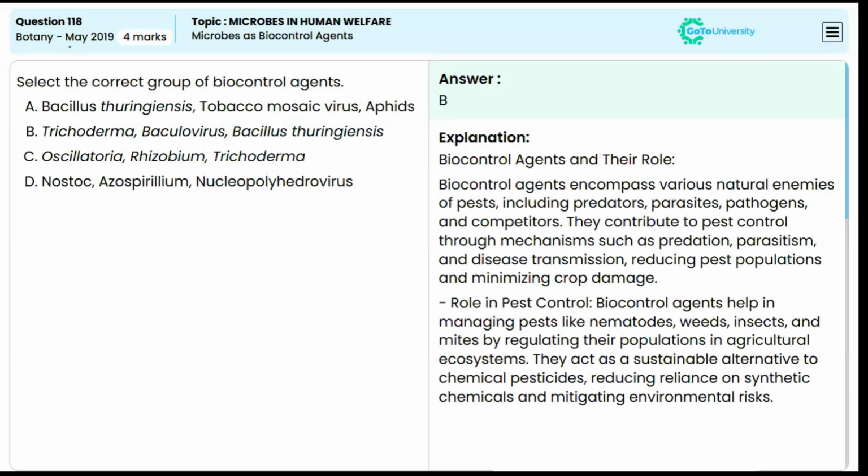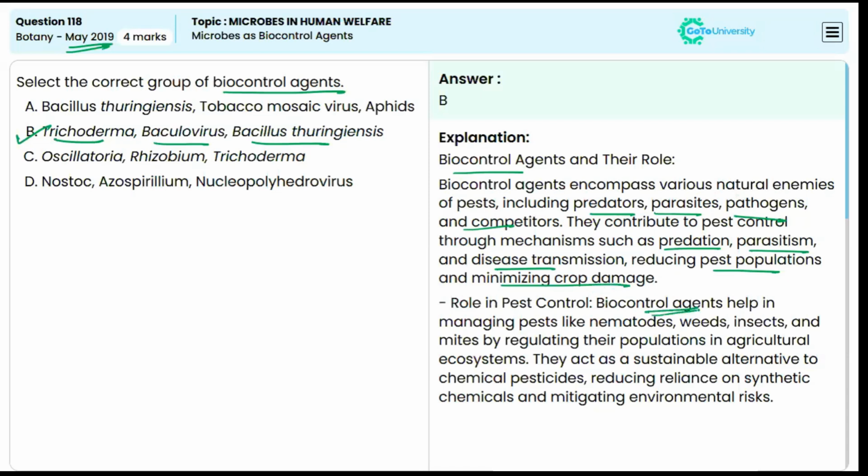Moving to the next question from May 2019, you have to select the correct group of biocontrol agents. So here the answer will be option B, Trichoderma, Baculovirus, Bacillus thuringiensis. Biocontrol agents include various natural enemies of pests, including predators, parasites, pathogens, and competitors. They contribute to pest control through mechanisms such as predation, parasitism, and disease transmission, reducing pest populations and minimizing crop damage.